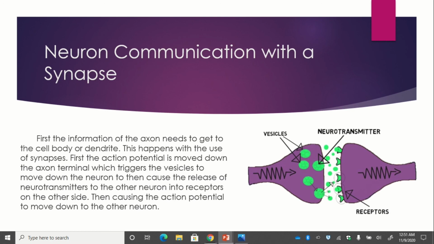So those green bubbles, the vesicles, are moving down because of the action potential to then release the neurotransmitters into the cleft to connect to the receptors to then move to the other neuron, and then the action potential moves on, and then those neurotransmitters disappear after that from the cleft.